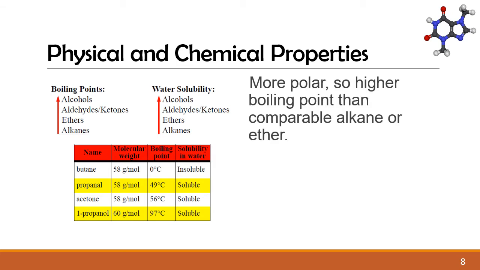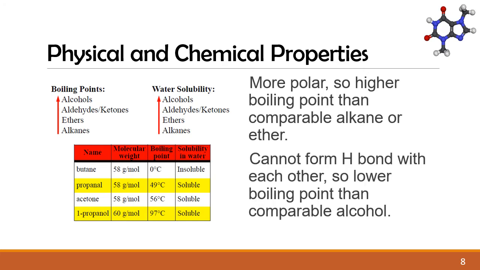Aldehydes and ketones are more polar. Thus, they have higher boiling point than comparable alkanes or ethers. On the other hand, they cannot form hydrogen bonds with each other, so they have lower boiling points than comparable alcohols. For instance, butane, an alkane, has a boiling point of 0 degrees Celsius, and it is insoluble in water.